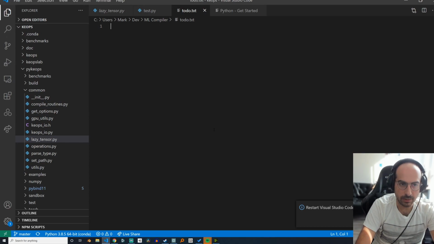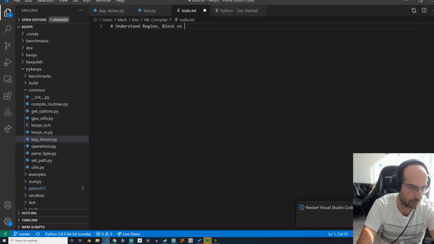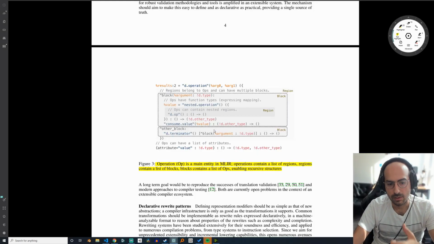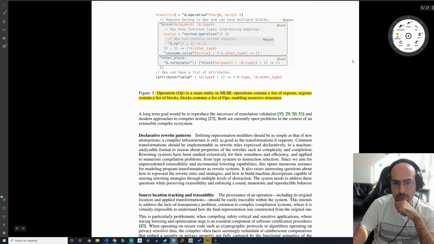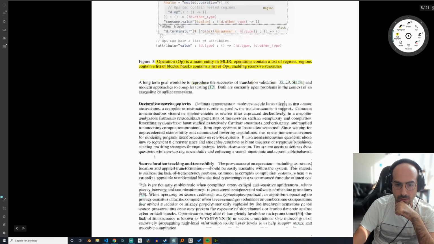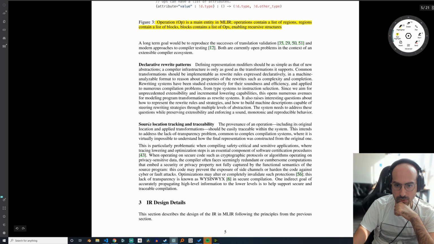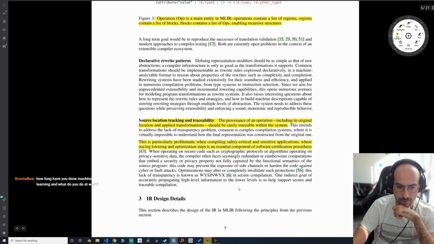Right, so basically understand region versus block versus ops. All right, so defining representation modifier should be as simple as that of new abstractions, yes. Source, location, and traceability. Sure, yeah. Tracing and lowering.